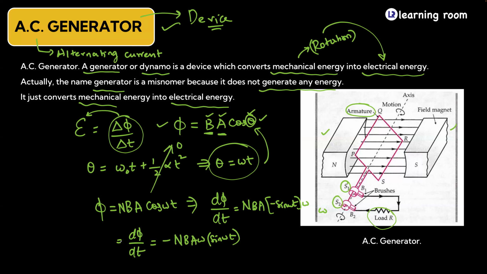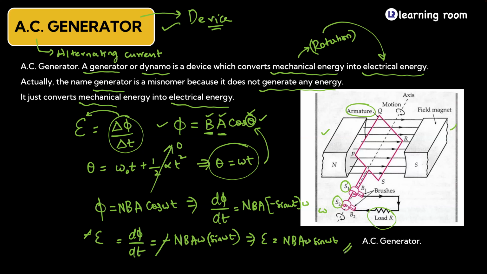But d phi by dt is nothing but negative of EMF. Because EMF is equal to minus d phi by dt according to Faraday's law. Right? So I'll cancel this minus and this minus. So what am I going to get? E is equal to NBA omega into sine omega t, and this is going to be the value of the EMF that will get generated due to this device, right?